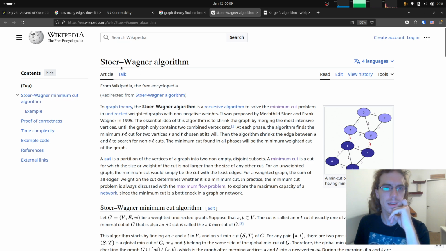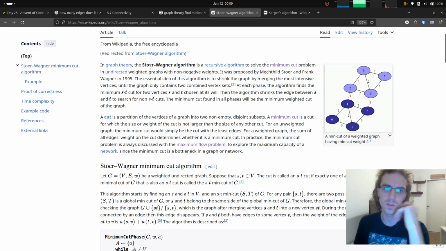Stoer-Wagner. Wagner, I guess, this is German, and Stoer, I have no idea how to pronounce. It's a recursive algorithm to solve the minimum cut problem in undirected weighted graphs with no negative weights. Okay, the weighted thing is not necessary. Again, 95. So these things are from the times when the internet was getting very big. So I wouldn't be surprised if these algorithms were developed in relation to that.